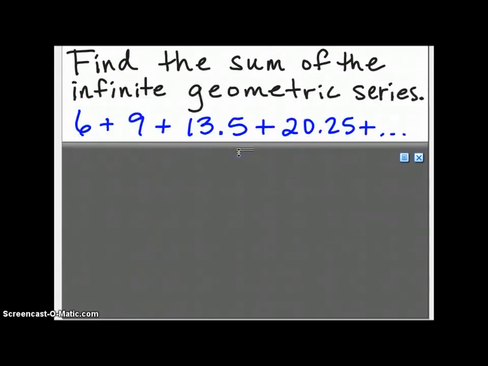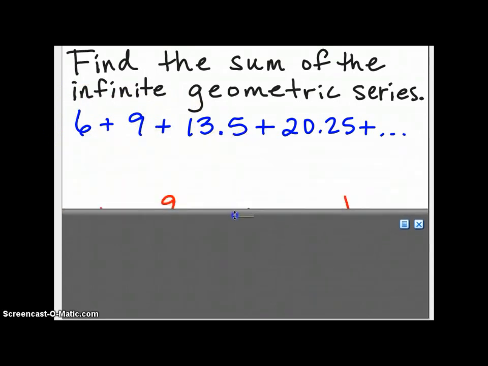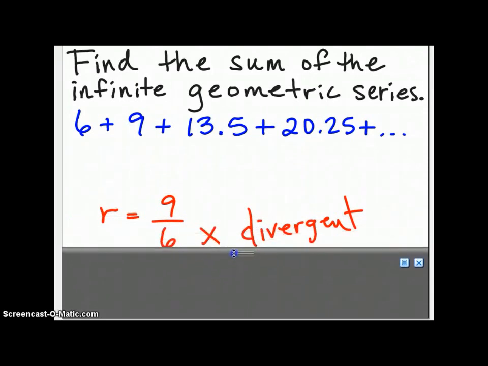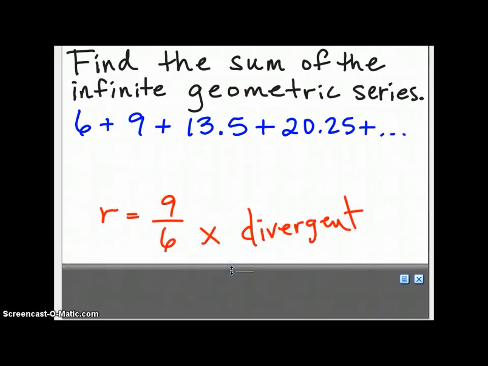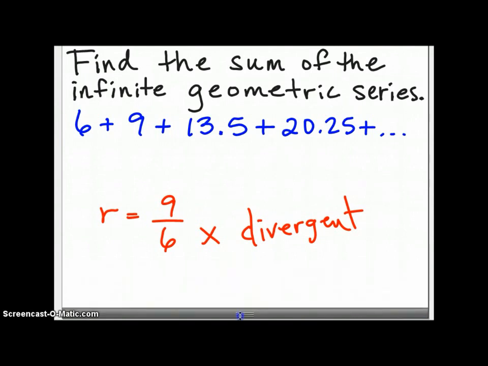Let's find the sum of this geometric series. Let's check this out. If we check this ratio and we do our second term over our first term, 9/6. Think about that. What would a ratio of 9/6 be? Is that a fraction that will be less than 1? No, it's not. 9/6. I have a student that says that's a Dolly Parton fraction, bigger on the top than on the bottom. So that is divergent. We cannot find that summation.